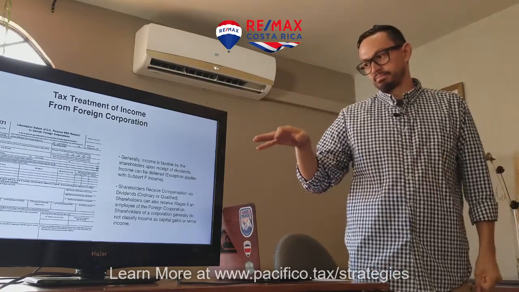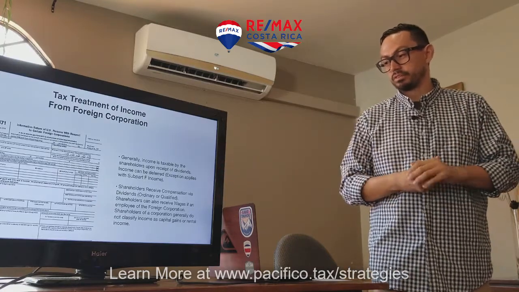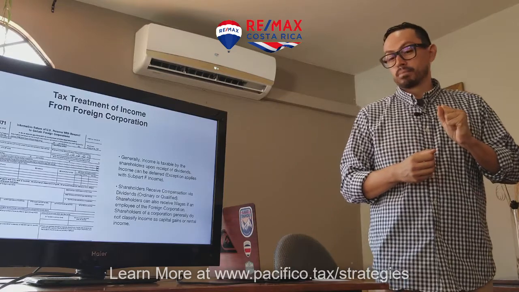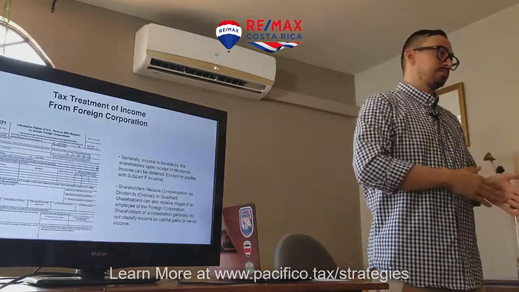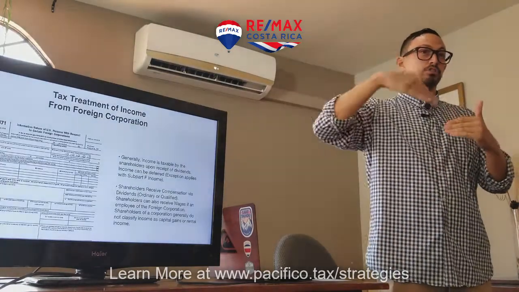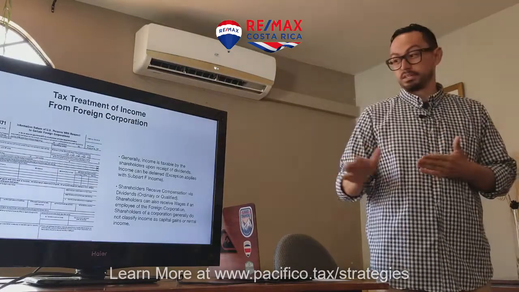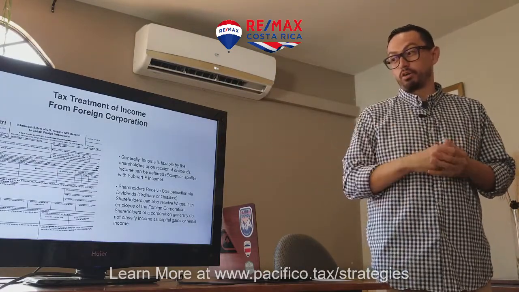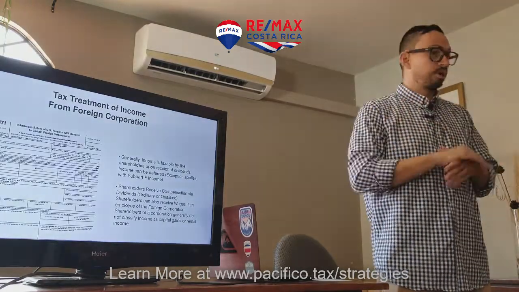Now, side note, dividends: the difference between ordinary and qualified dividends. If the corporation is in a country that has a tax treaty with the United States, then they get the special qualified dividend rate, which is a little bit lower. Because Costa Rica does not have a tax treaty with the United States, the dividends from a Costa Rican corporation are taxed as ordinary income, so subject to the ordinary tax rates.